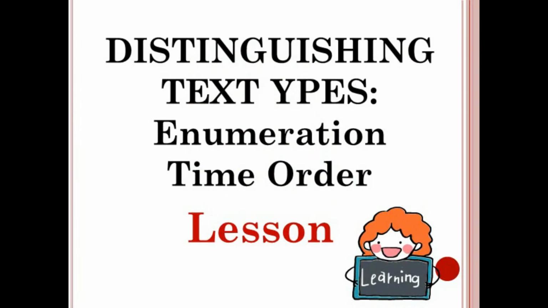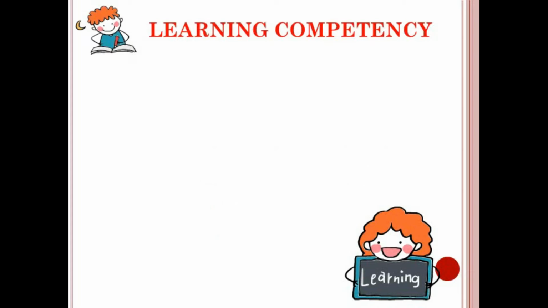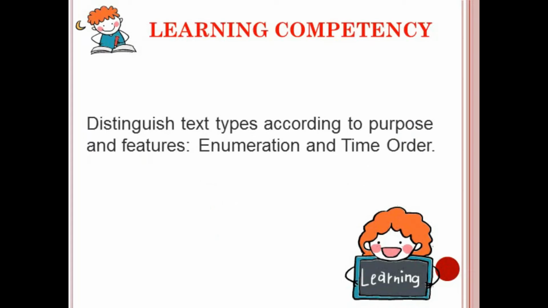The lesson for today is about distinguishing text types: enumeration and time order. At the end of the lesson, you are expected to distinguish text types according to purpose and features: enumeration and time order.